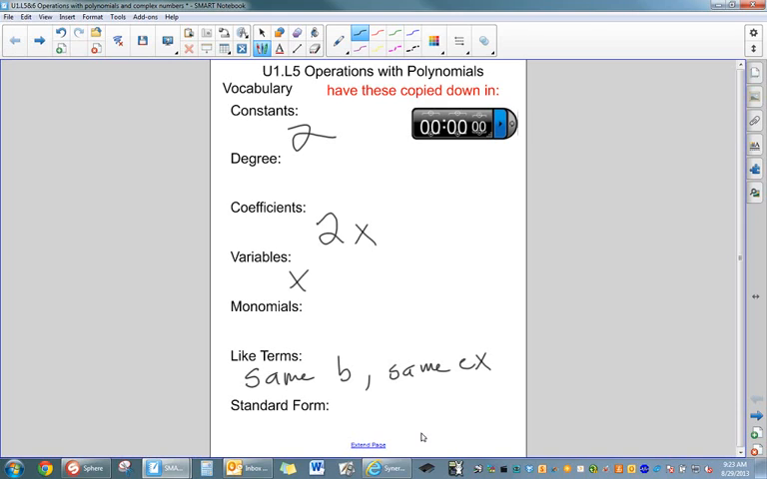Those are like terms. Let's go to some ones I'm not sure if you know. Do you know what the degree of a polynomial is? The degree of a function. Like if you saw x squared plus 3, what was the degree of that function? I don't know if you covered it. The degree of a polynomial is the highest exponent.